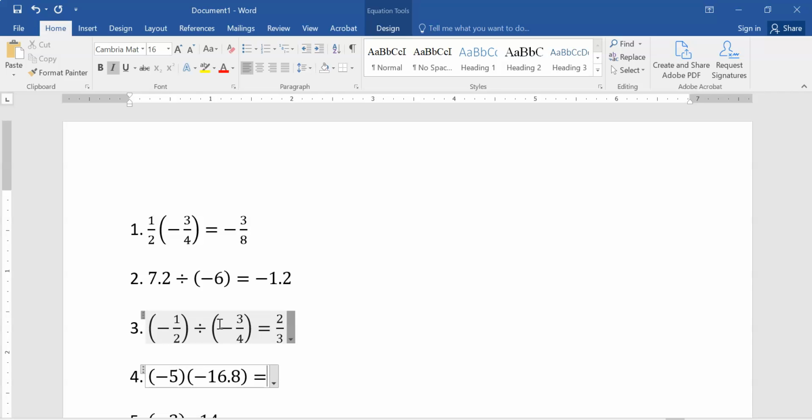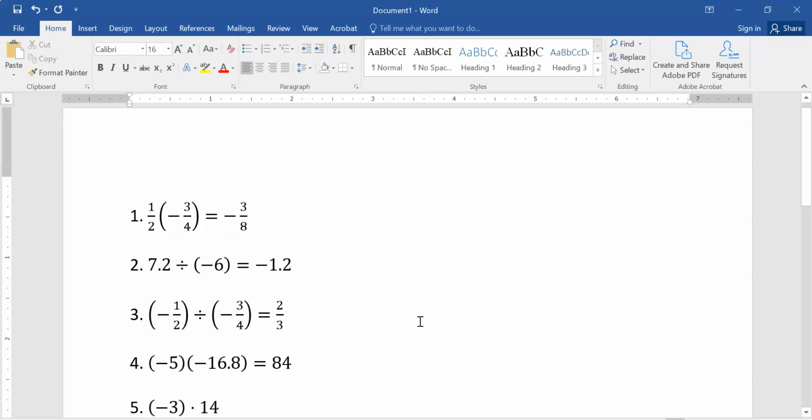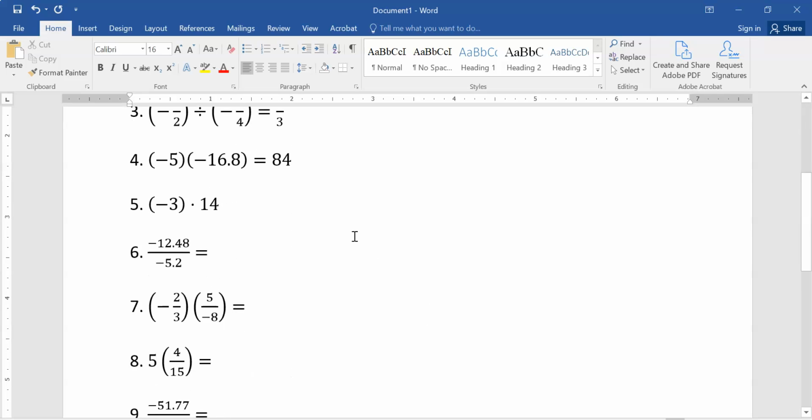For number 4, -5 times -16.8 gives me an 84. That's nice. There's not any fraction answers or decimal answers to deal with. Number 5 is -3 times 14, a negative times a positive. No fractions even to deal with, or decimals. That's kind of nice. Whoops. Hit the wrong button, I apologize.